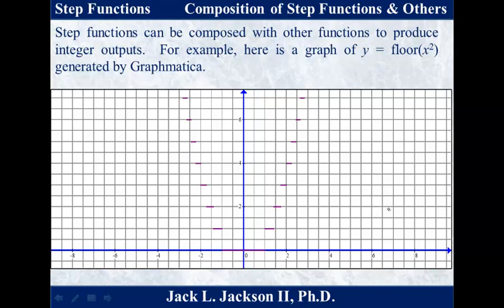Now you can compose step functions with other functions to make sure that your outputs are integers. For example, here's a graph of y equals floor of x squared, or in other words, the greatest integer of x squared generated by Graphmatica. So here you can still see the x squared shape, which hits at 0, 0, 1, 1, 2, 4 here, and so forth. But then you also have some things in between that are integers, so you only get integer values here.